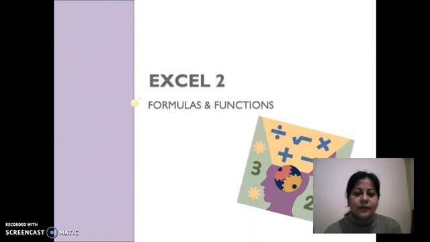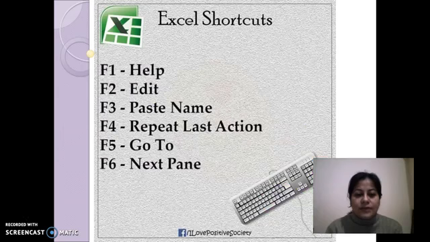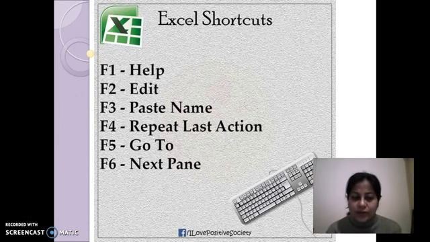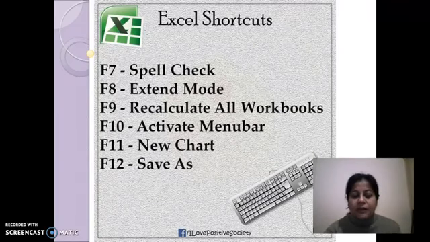So next, if you are doing Excel formulas and functions, I'm just going to tell you quickly the Excel shortcuts, like F1 for help, F2 for edit. If you press F3, you can paste a name. F4, repeat the last action. F5, go to whichever cell you want to go to, and F6 is your next pane. And then if you press F7, you're going to spell check.